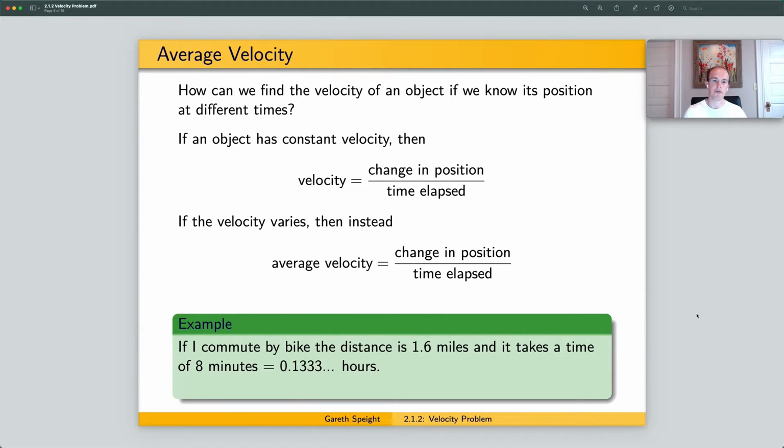So for example, if I'm feeling healthy and doing well one day and I commute to campus by bike, then the distance is around 1.6 miles. And it takes me about 8 minutes on a good day, which I converted to hours, which is 0.1333 and so on hours. And my velocity varies quite a lot. If I'm at a stop sign and I'm following the rules, then my speed will be 0. But if I'm going through the park or I'm going fast along the road, then my velocity will be very quick. But if I do the calculation, my average velocity is my distance divided by my time. It's around 12 miles per hour. So that's the average velocity.